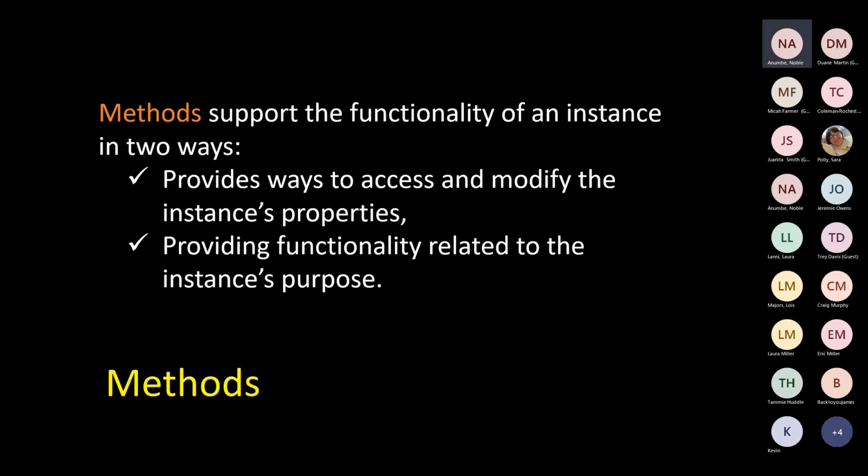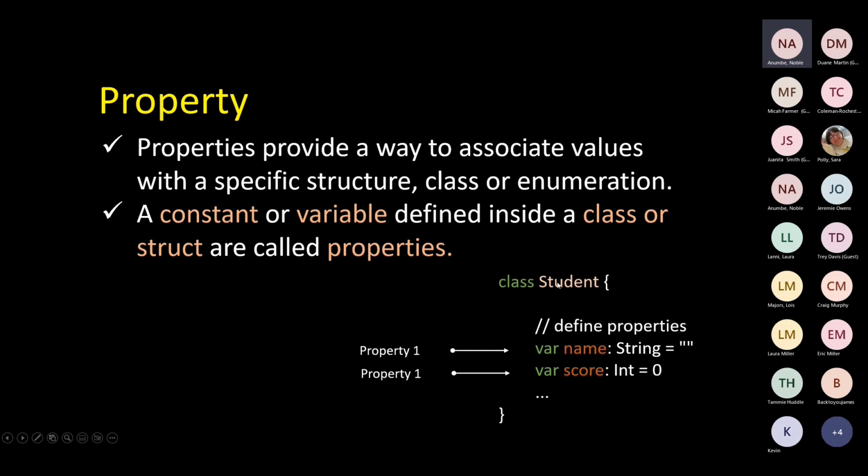So methods, I already talked about that. Methods provide a way to access or modify the instance's properties. So when I have a class like this, the first thing I'm going to do is define the properties, and after that I'm going to define, that's why you have the dot dot dot, the methods, because classes as a type have properties and methods. What methods do is help manipulate these values, and that manipulation helps introduce intelligence into this class.